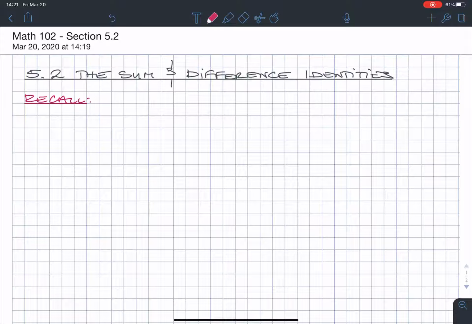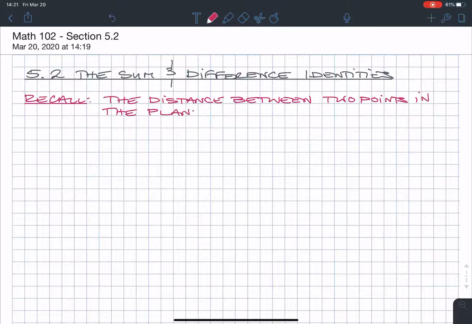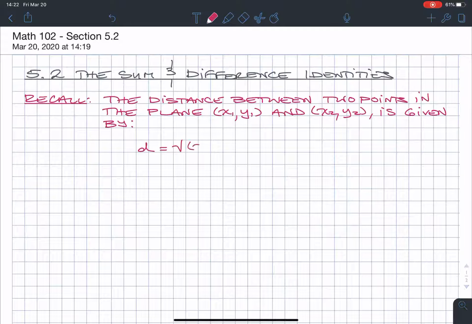The distance between 2 points in the plane. So the distance between 2 points in the plane, let's say they are x1 comma y1 and x2 comma y2, is given by: the distance is going to be the square root of the difference between the two x coordinates quantity squared, that is x sub 2 minus x sub 1 quantity squared, plus the difference of the two y coordinates quantity squared, that is y sub 2 minus y sub 1 quantity squared.